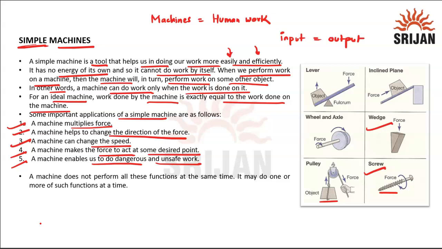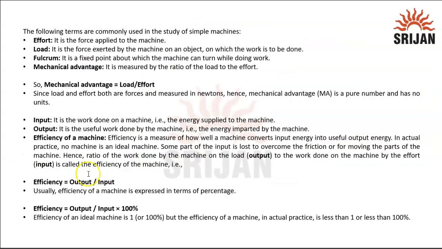A machine does not perform all of these functions at the same time. It may do one or more of such functions at a time. It is not multitasking like us. I mean, we can make machines like that, but simple machines are not like that. They do one task at a time. So this is the simple idea of simple machines. Now there are a lot of terms that revolve around simple machines, and we will talk about those.